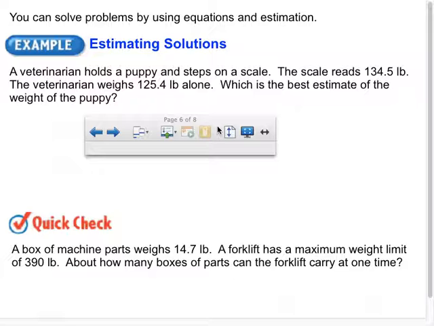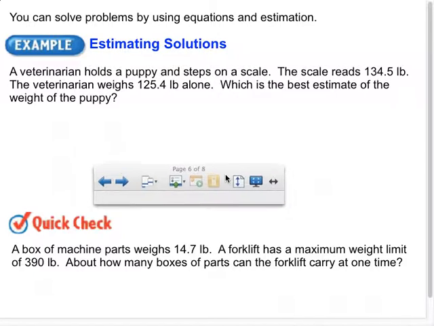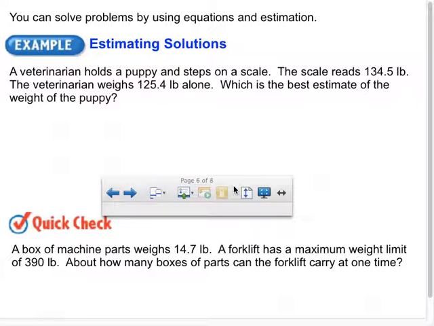So what you need to do is give me an estimate. How are we going to estimate this? How much does he weigh with the puppy, about? About 135. And then about how much does he weigh alone? About 125. So what are we doing? Adding, subtracting, what are we doing? We're going to take the difference, and what's the difference going to be? 10. So that means the puppy weighs about how much?